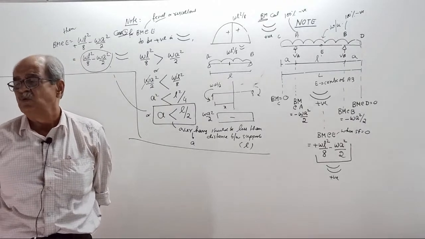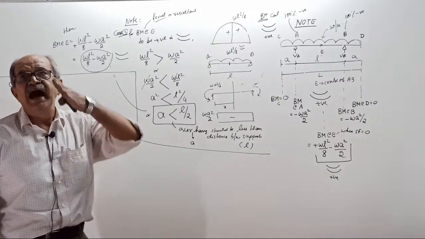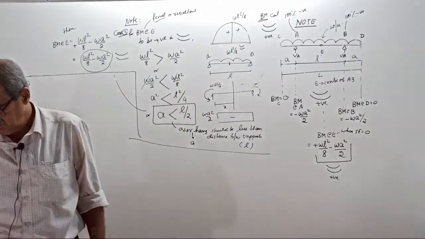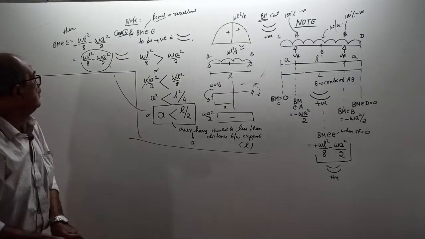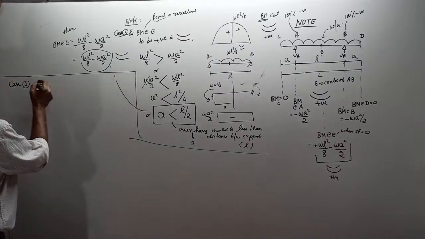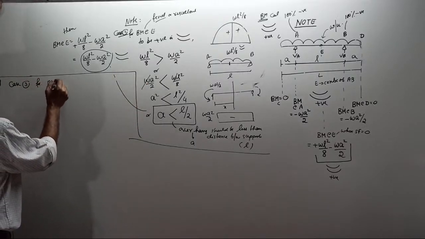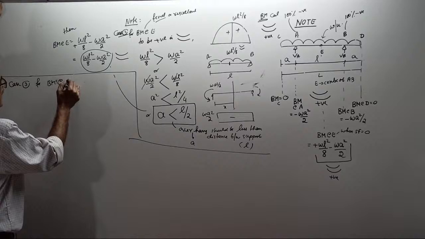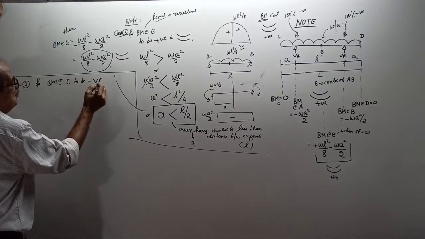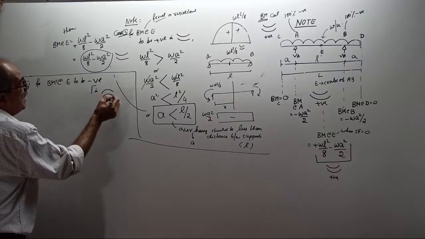I am going to case 3 now. One extreme case when sagging is predominant. What is case 3? Then I will put all in order. Bending moment at the center of the span, I want it to be hogging, negative. Case 3. For bending moment to be negative, bending moment at E to be negative, that is, I want hogging.